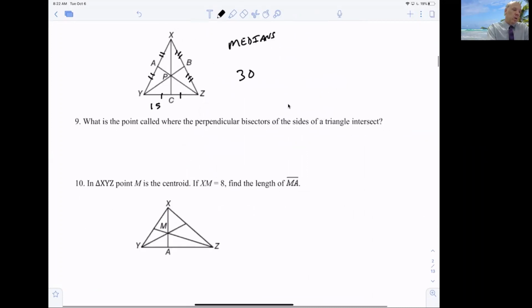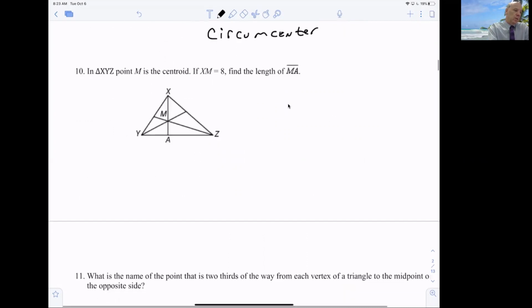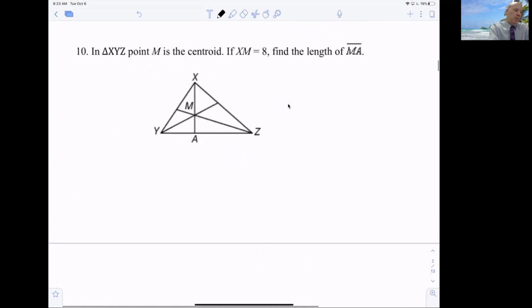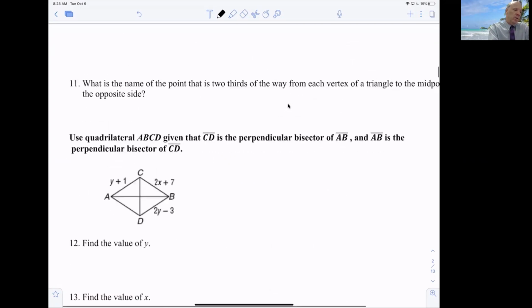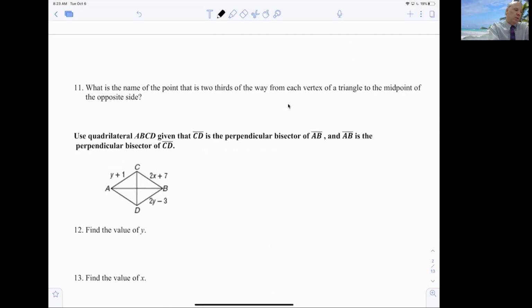All right, what is a point called where the perpendicular bisectors meet? Circumcenter. All right, again, the centroid, XM is 8. If XM is 8, then MA is what? 4. What is the name of the point that is 2/3 of the way from the vertex? Yeah, centroid.